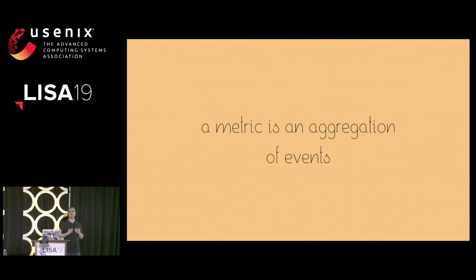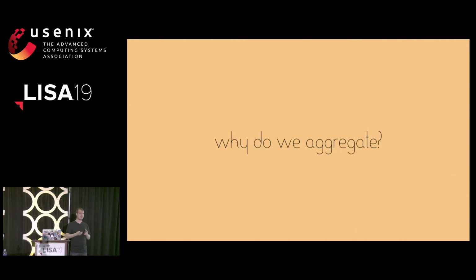And so we can process these events and derive metrics, where a metric then becomes an aggregation of events. But why do we even aggregate to begin with? And the reason is I don't like to scroll. Because as soon as you have more than one event per second, there's just too much stuff scrolling on the screen for you to even read it with your eyes.